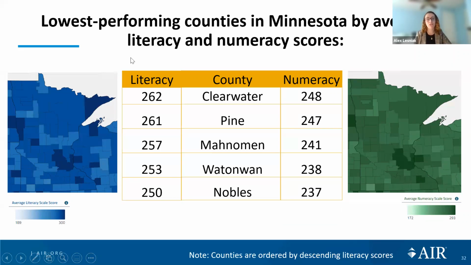So as we see here, we have the lowest 5 performing counties, and you can see that's a big discrepancy from the 290s that you were seeing in the higher counties to the 262 that you see in the lower performing counties.